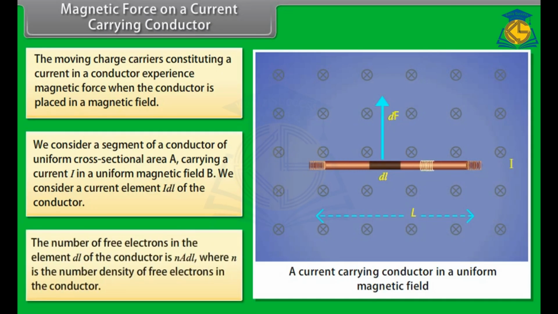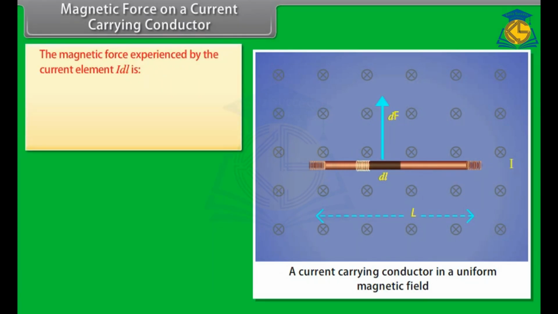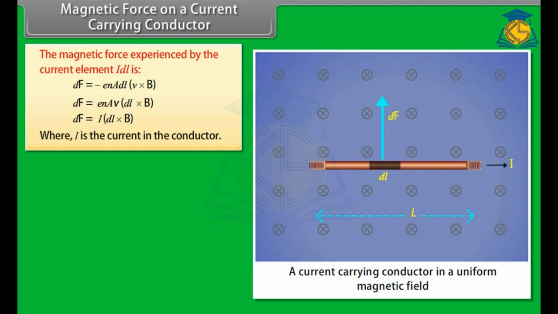The number of free electrons in the element dl of the conductor is nAdl, where n is the number density of free electrons in the conductor. The magnetic force experienced by the current element I dl is given by minus e n A dl into cross product of v and B, which is equal to I into cross product of dl and B, where I is the current in the conductor.